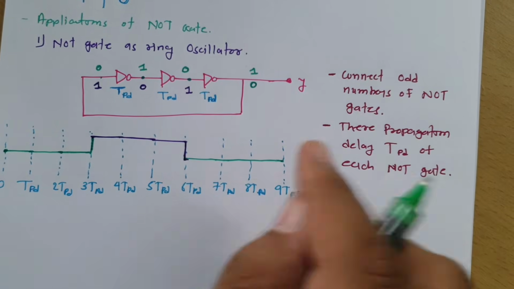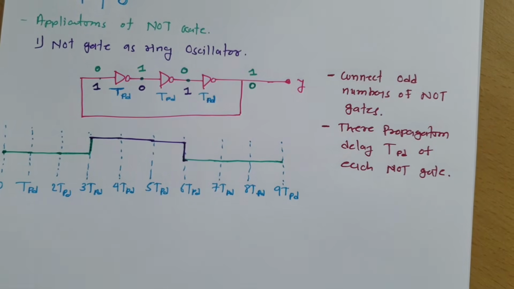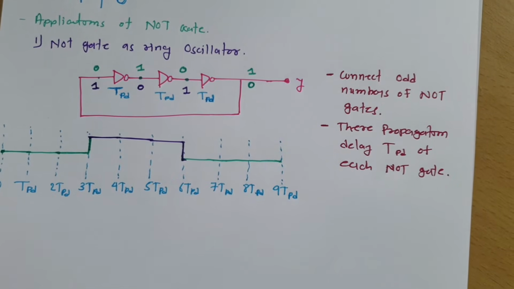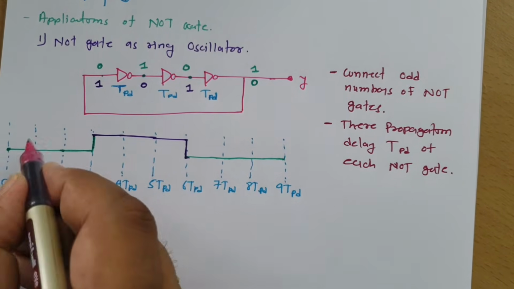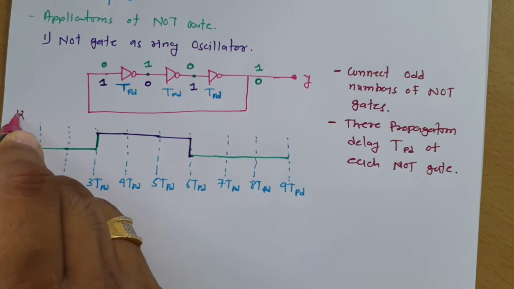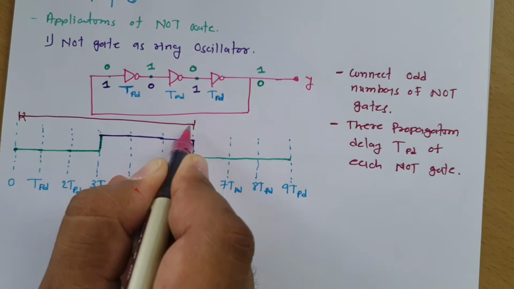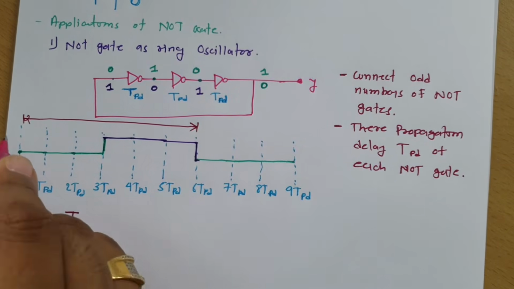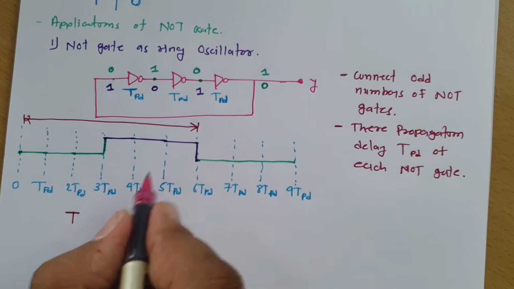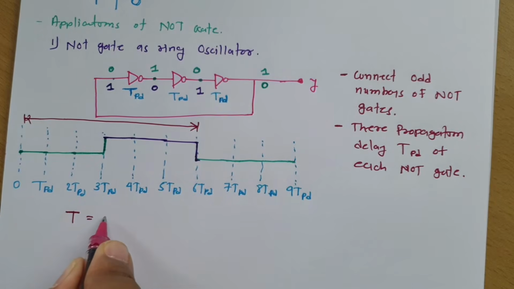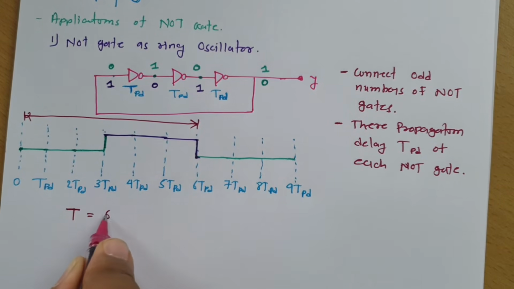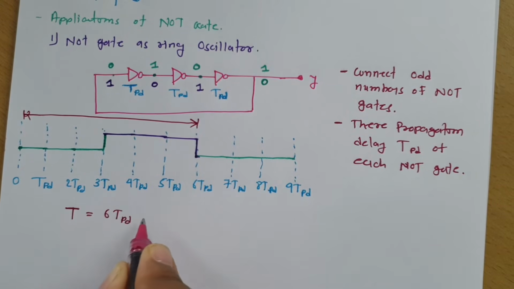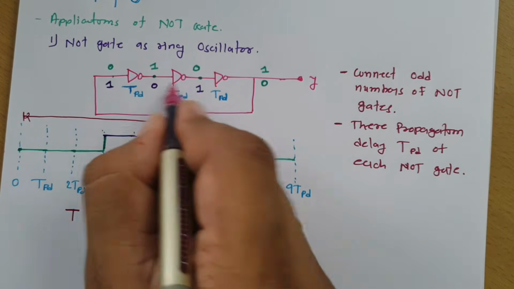And this is what keeps on repeating. So over here you can clearly see this is the time period, and this time period of this square wave, or one can say ring oscillator, is 6 TPD. Or one can say, how many inverters are there?